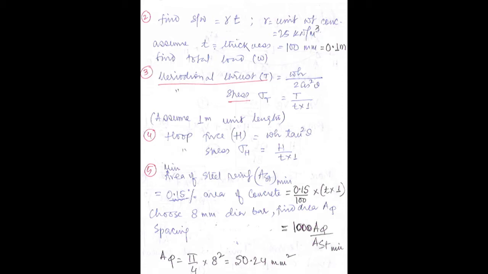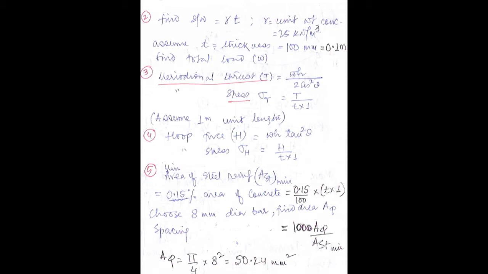Next step is meridional thrust, that is capital T is equal to WH by 2 cos square theta, and meridional stress is equal to sigma T, that is capital T divided by T into 1. Here this 1 comes because we are assuming it as per unit meter length, per 1 meter length. Next step, step number 4 is hoop stress, that is capital H equal to W small h tan square theta, and hoop stress is sigma H equal to H divided by T into 1.